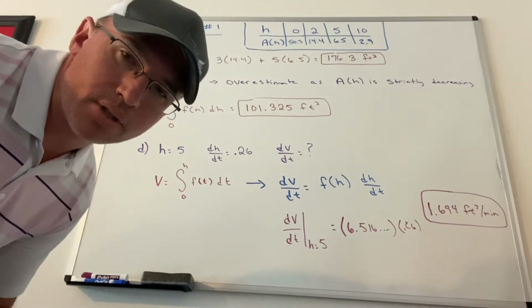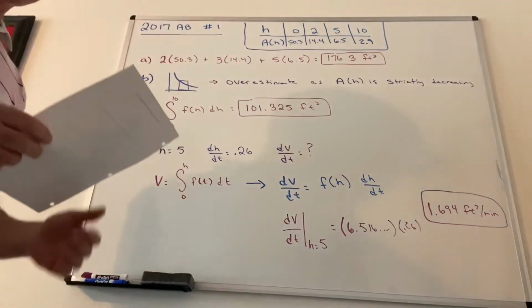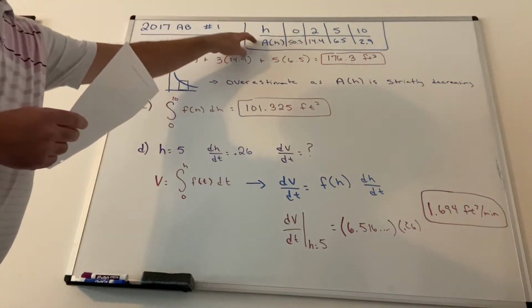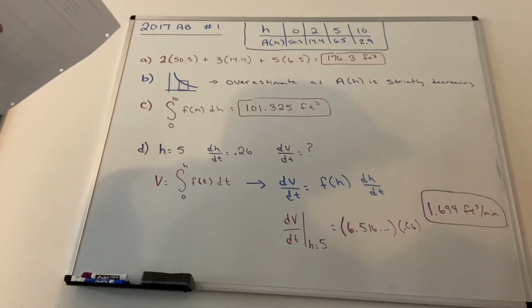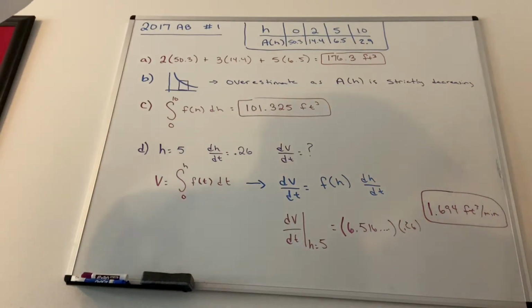All right, guys, this is question number 1 from the 2017 AB exam. In this question, you're given a table that's got height in feet and the area in square feet. And you're told in part A to use a left Riemann sum with three intervals indicated by the data in the table to approximate the volume of the tank, indicate units of measure.